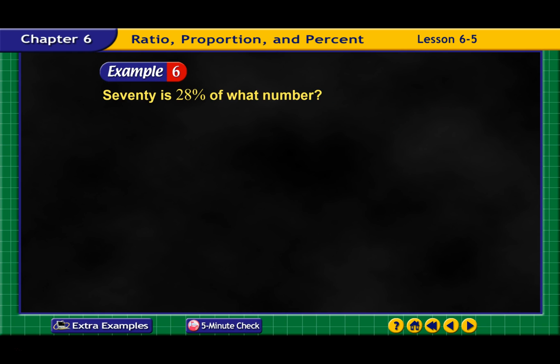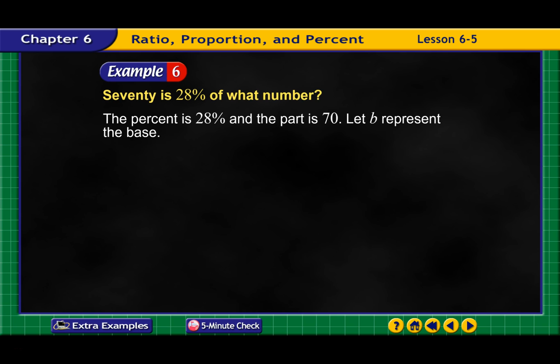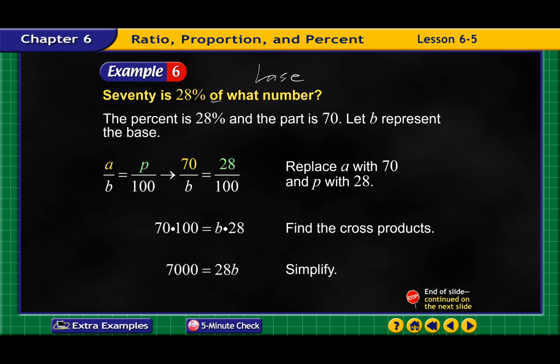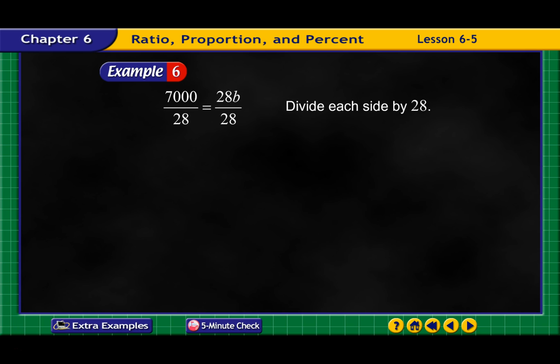Last problems. 70 is 28% of what number? So the percent is 28, obviously there's a percent symbol, and this time we have the part, so let B represent the base. So we set that up with the part being on top and the base being here. Remember, of is kind of the key if this is the base. So we cross products again, we simplify, and then we divide both sides by 28. When we punch those into our calculators, we come up with 250 equals B. So 70 is 28% of 250.